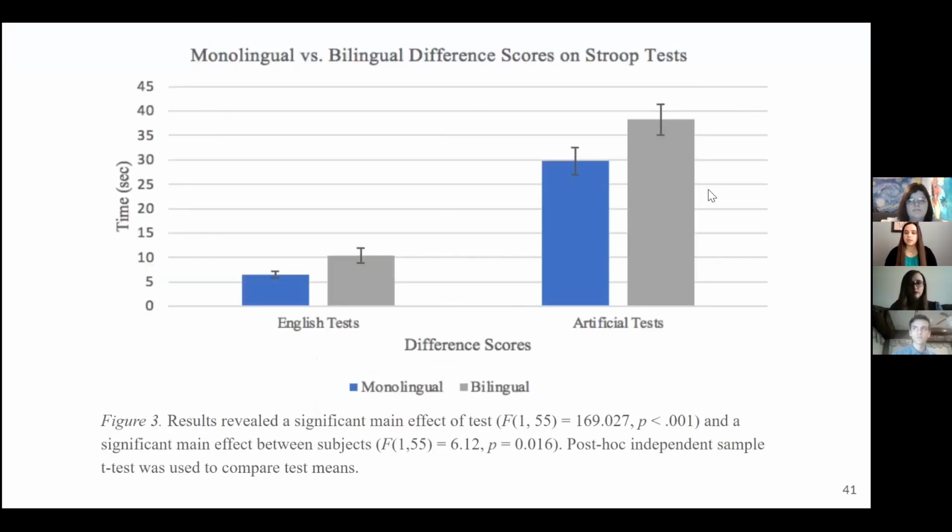So when looking specifically at this graph, because there was a significant between group difference, both the English and artificial tests were significant. So there was no need for notation on this graph. But what we can see here is that on the artificial test, both monolingual and bilingual individuals took longer to complete these tests compared to the English test time.